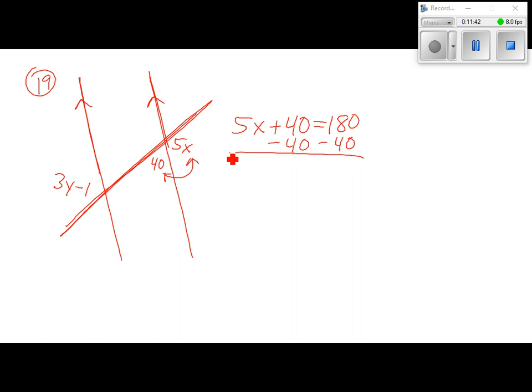Subtract 40 on both sides, those cancel out, you're left with 5x equals 140. Divide both sides by 5. You end up with x, grab your calculator if you need to, x equals 28. So that's part of our answer. They asked us for x.